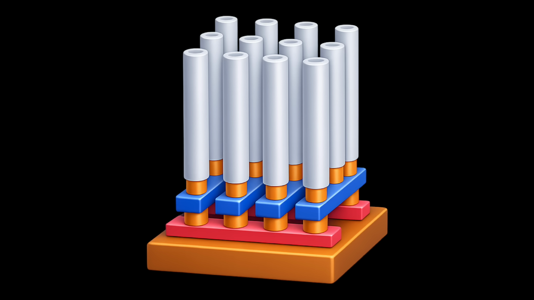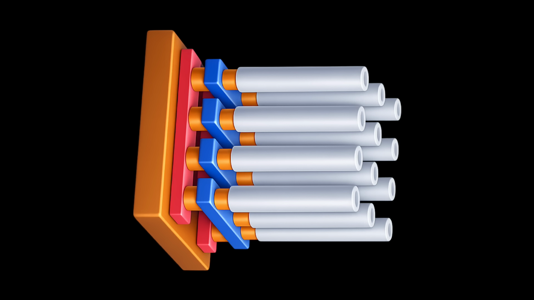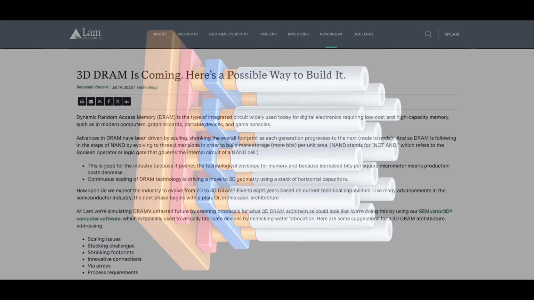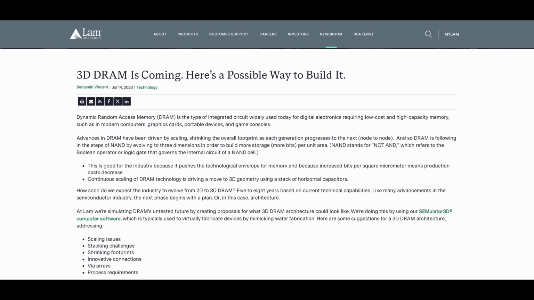So, how about just knocking these tall and skinny capacitors over onto their side to get horizontal capacitors? This intuitive concept preserves familiarity with the old paradigm, always a plus in the super conservative semiconductor industry. But it is not so easy to just do that. Benjamin Vincent of Lam Research explored the possibility in a thoughtful 2023 blog post and noted several manufacturing challenges.